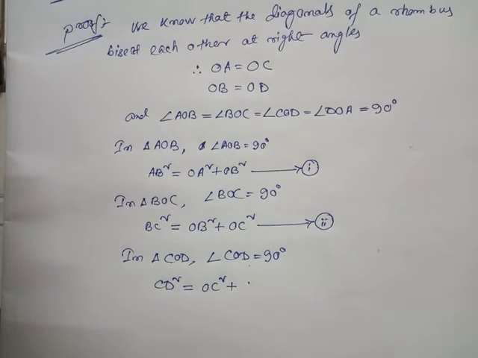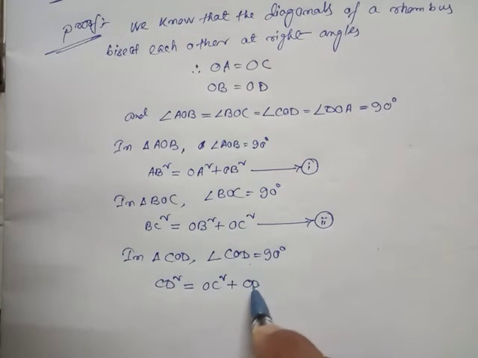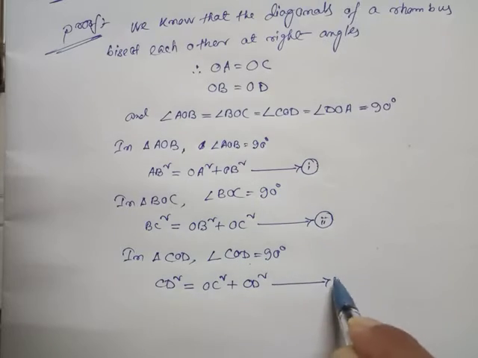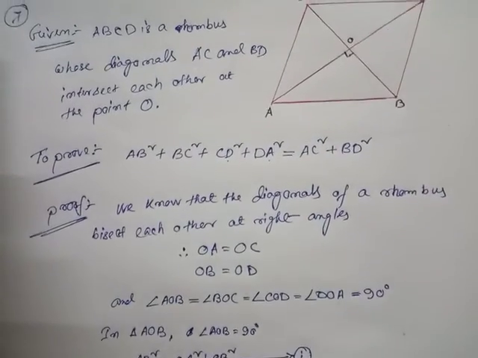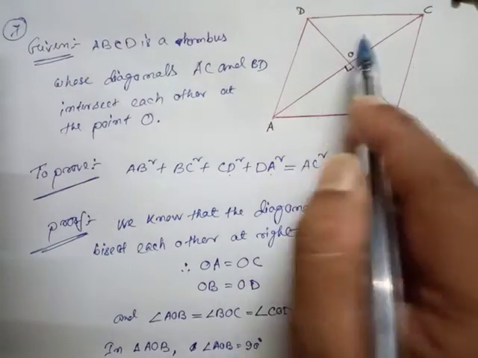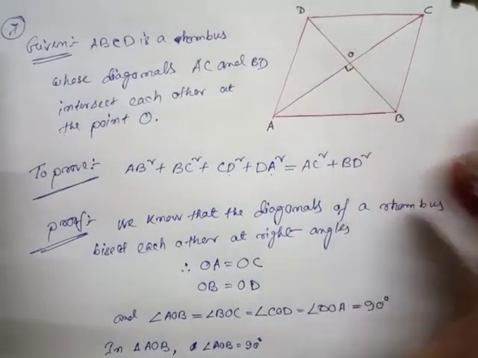CD square equal to OC square plus OD square. This is our equation number 3. Now the fourth one, look again into the diagram. The fourth one, angle AOD. This side is the hypotenuse, this is the right angle.